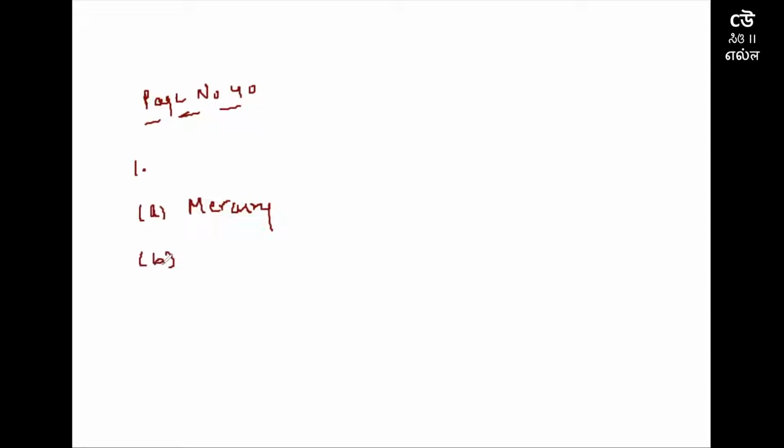Then the next one is, we have to name a metal that can be easily cut with a knife. So the answer would be both potassium, that is K, and sodium, that is Na, are the metals which can be cut very easily with a knife.